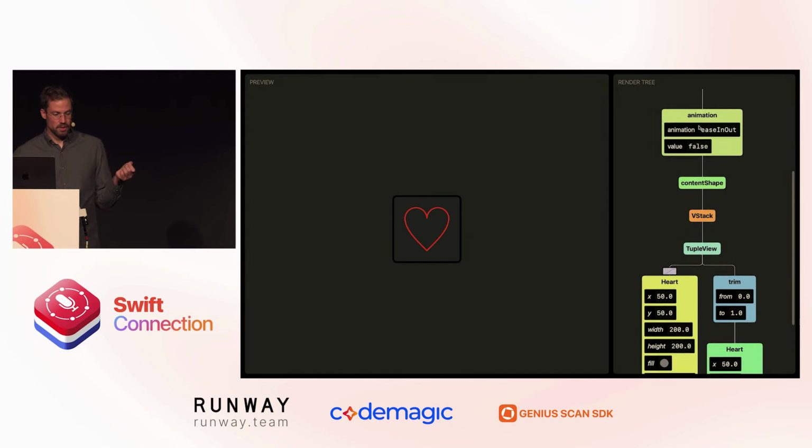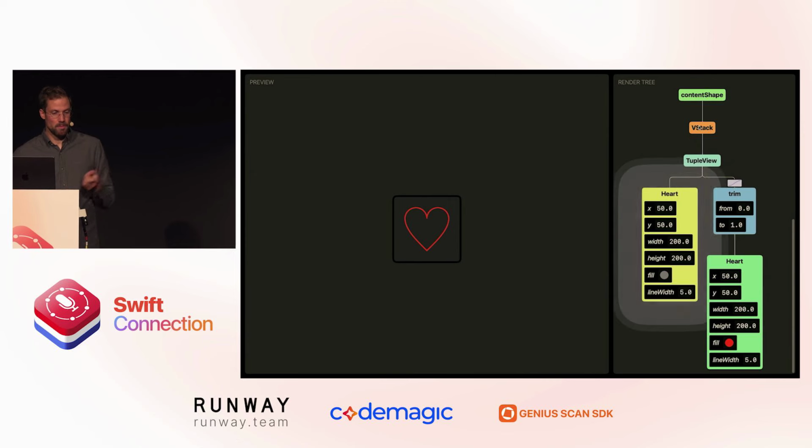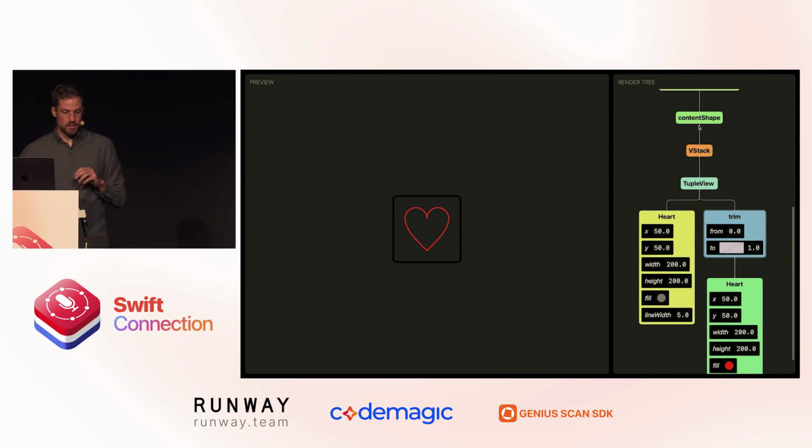And so it starts updating the content shape, the VStack, nothing changed. Then it hits the first heart, nothing changed. And then it hits the trim modifier. And remember that we had the ternary there, and so now it changes from 0 to 1, and the trim modifier, and this is the attribute graph here on the right, that now has this animation attached to it.